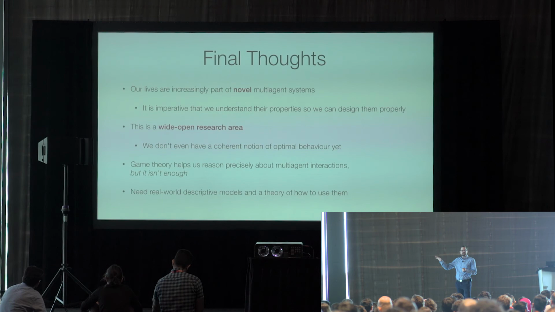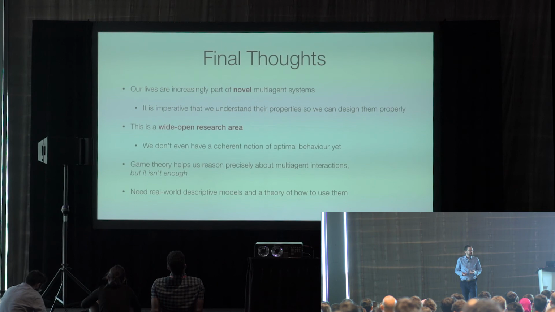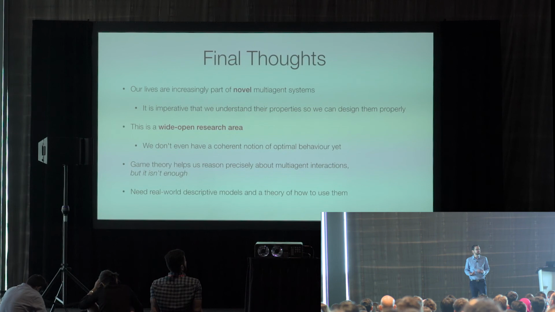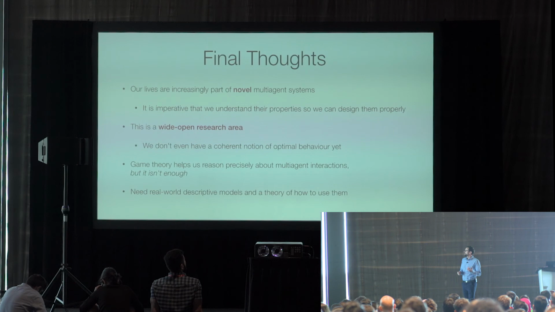As more and more of our life becomes algorithmically intermediated, it's going to become imperative for us to understand, to be able to reason through the implications of a multi-agent system. Okay? We've always been in a multi-agent system, right? It's not like it was just me before you guys showed up. But what's different is that we're dealing more frequently with new multi-agent systems.